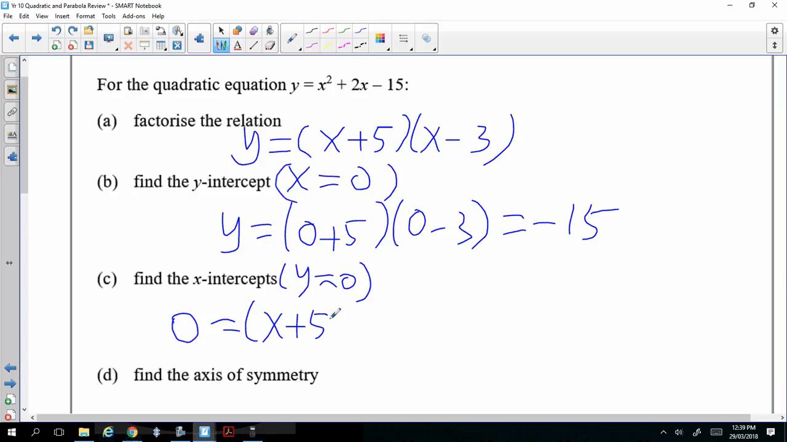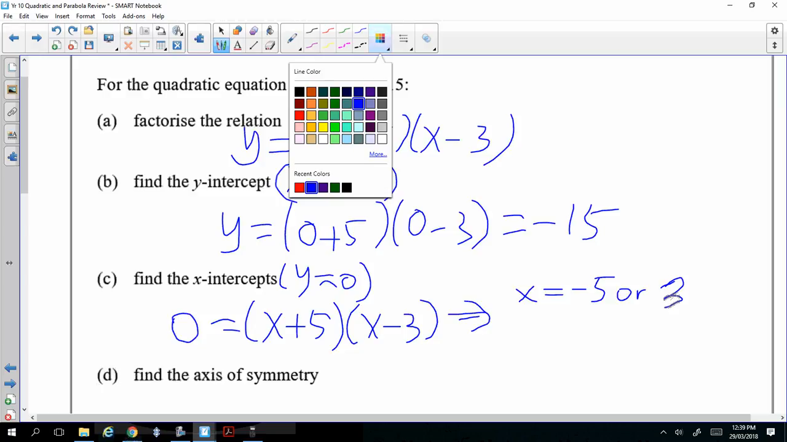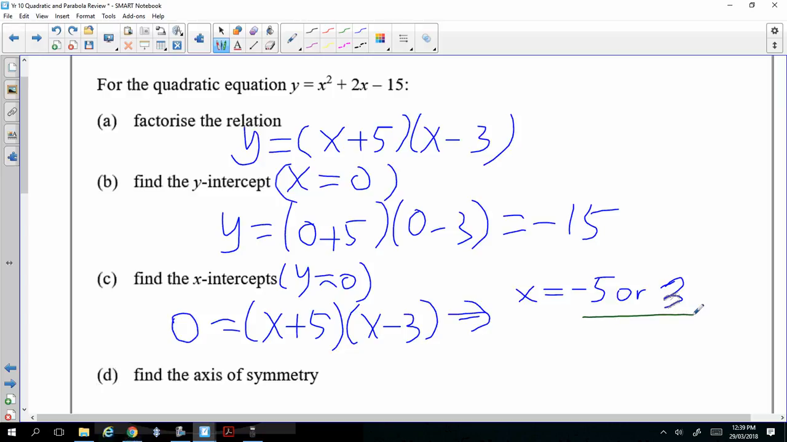So we'll find the x and y-intercepts first, rather than the vertex first. Now, once you get the x-intercepts, you can find what we call the axis of symmetry. The axis of symmetry is the average of the two x-intercepts. So you do negative 5 plus 3, add them together, divide by 2, and you get negative 2 over 2, which is negative 1. That's your axis of symmetry.